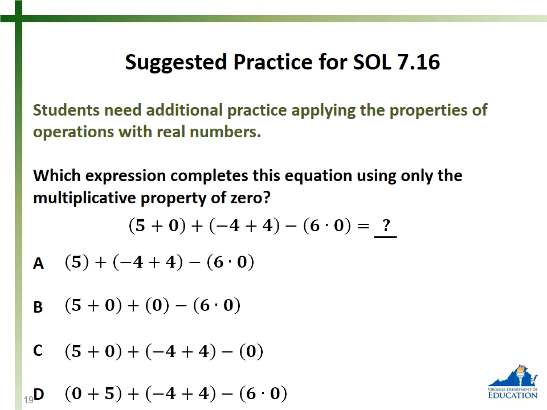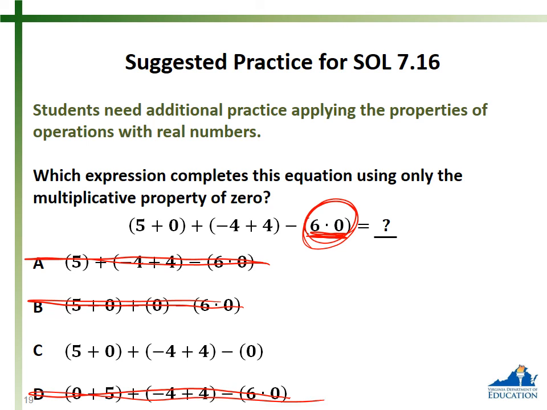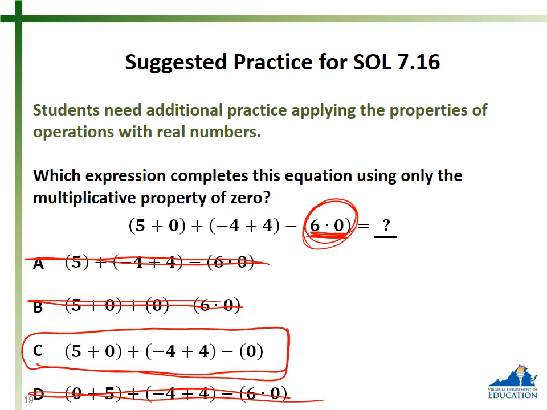So which expression completes this equation using only the multiplicative property of 0? So I'm looking for which one of these expressions simplifies 6 times 0. And so you can see right here, A and B both have 6 times 0 in it. So I'm going to cross those out. I'm going to cross out D because it also has 6 times 0. So I'm actually only left with one option, which is C.